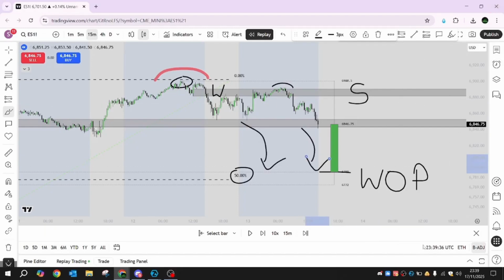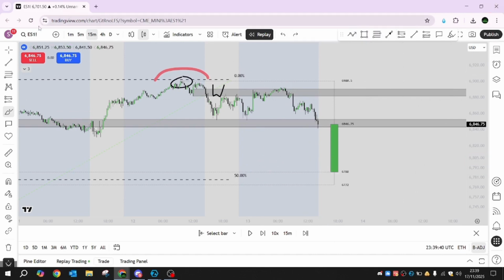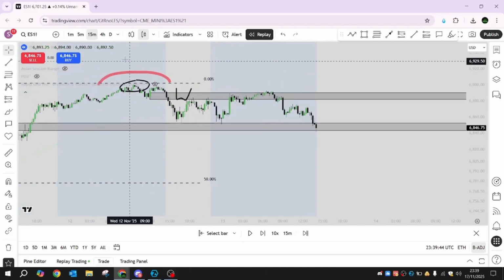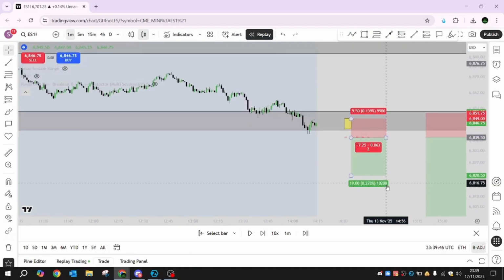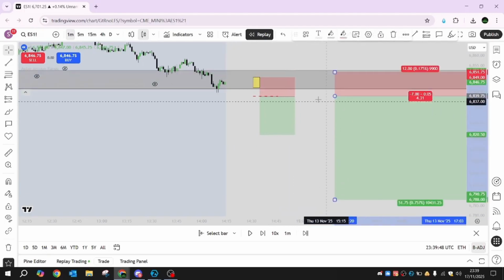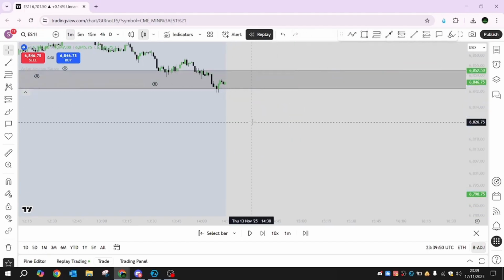You cannot use fair value gaps to confirm your trade. So how do you do that? Well, this is what I'm going to break down specifically. If we go to the 1 minute chart, there were two trades you could have taken. This was the trade that I caught specifically, right?